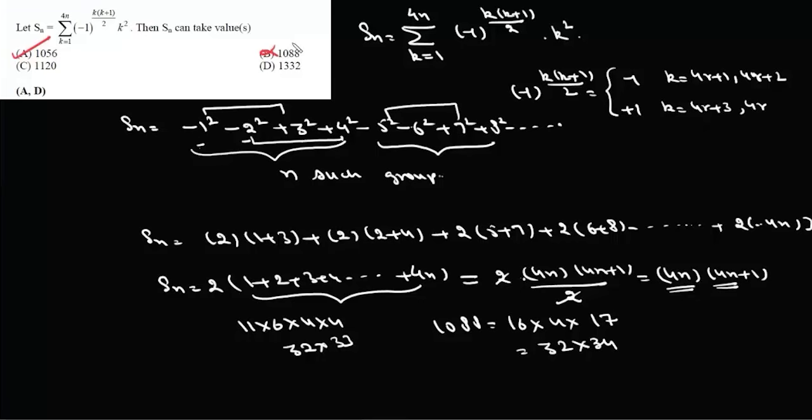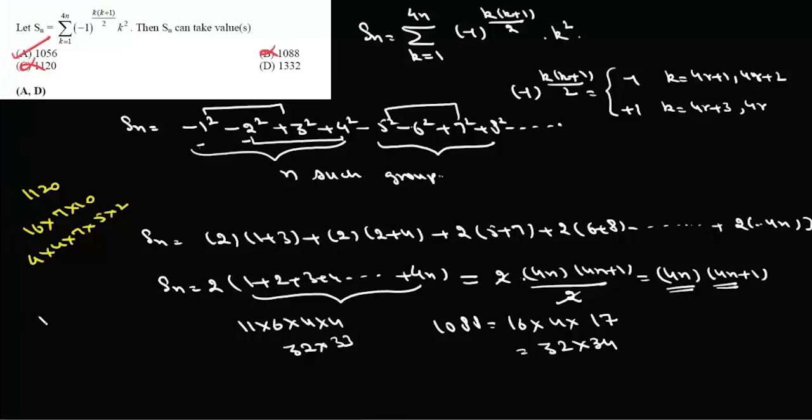Now option C is 1120, which is 16 into 7 into 10. So we'll take 4, and this is 4 into 7 into 5 into 2. So there is no possibility of making it of the form 4n, 4n plus 1. So C is incorrect and D is 1332.